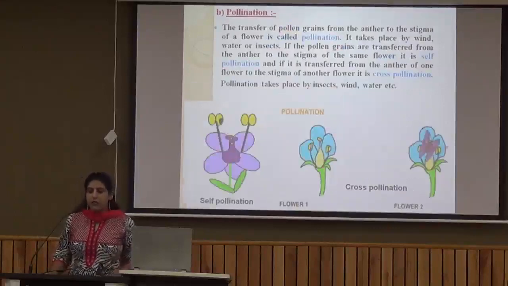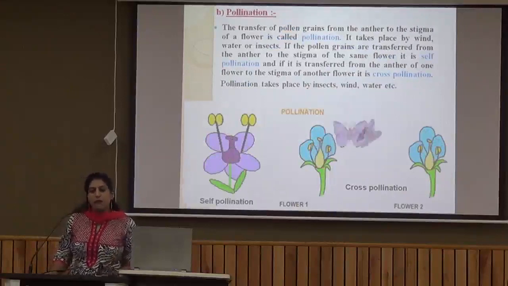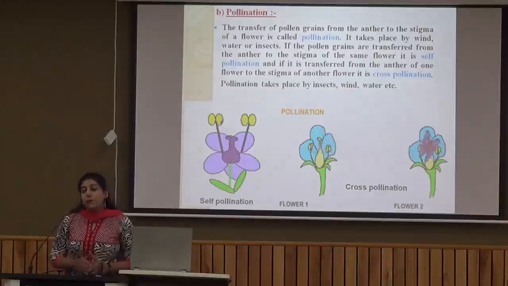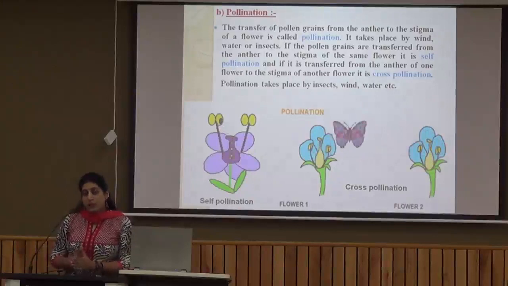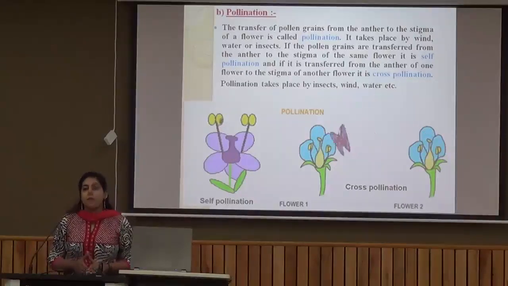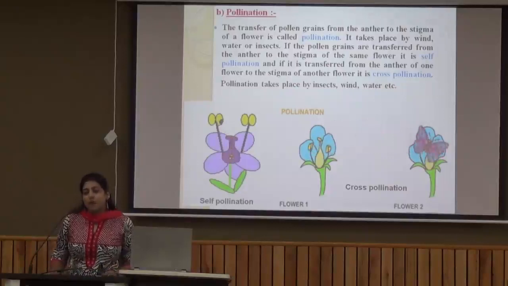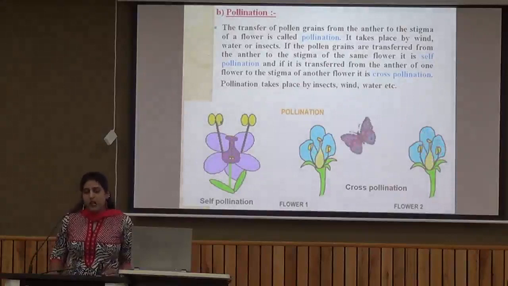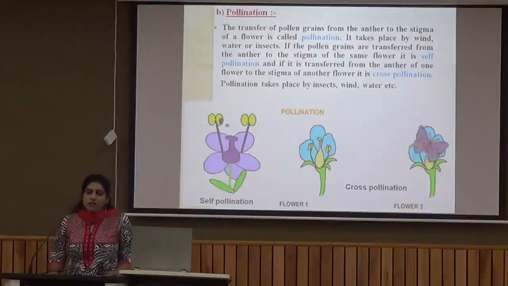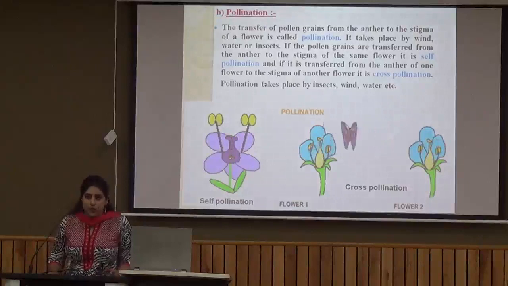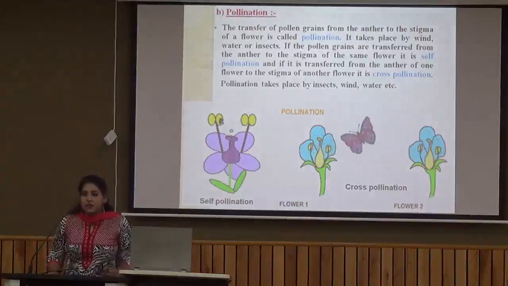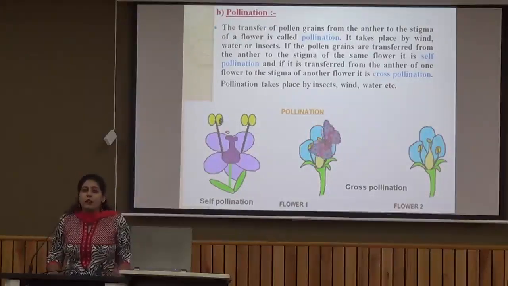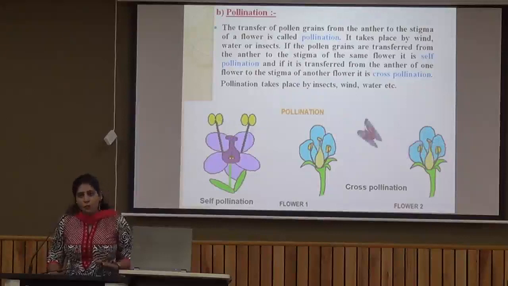Now the plant mainly reproduces by a process of pollination. Pollination is a transfer of pollen grain from the male part, which is the anther of a stamen, to the stigma of a pistil by the action of wind, water or insect of the same species, of the same flower. If it is the same species of the same flower, then it is self-pollination. But if it is from another flower, then it is cross-pollination. We get variety of flowers due to the cross-pollination.